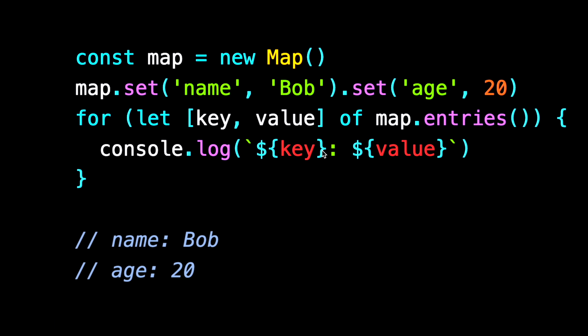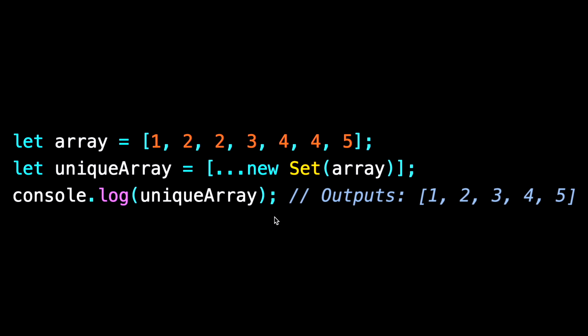So key, value, and we can log the key and the value. So it's going to do name Bob, age 20. Sets are commonly used in scenarios where you need to work with collections of unique elements. So a set can only have one of each element. So it can help remove duplicates from an array.